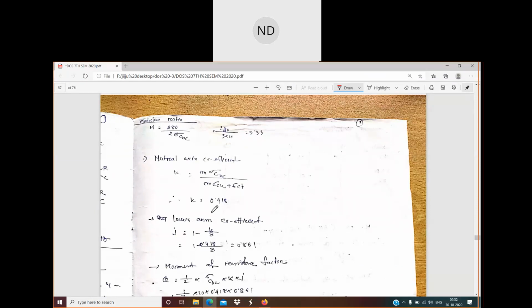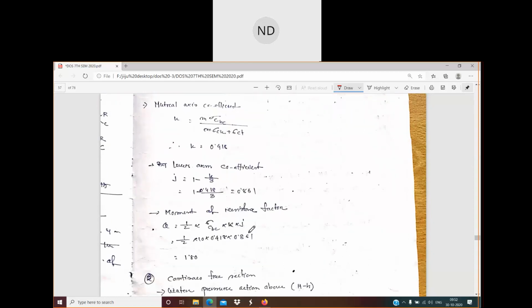First of all we will find out the modular ratio. Why? Because using this modular ratio, we have to find out the neutral axis coefficient, which is related to the lever arm coefficient, which we have to find out. Then using the lever arm coefficient we find the moment of resistance factor. Here the moment of resistance factor is half into sigma cbc into k into j, where k is your neutral axis coefficient and j is your lever arm coefficient.